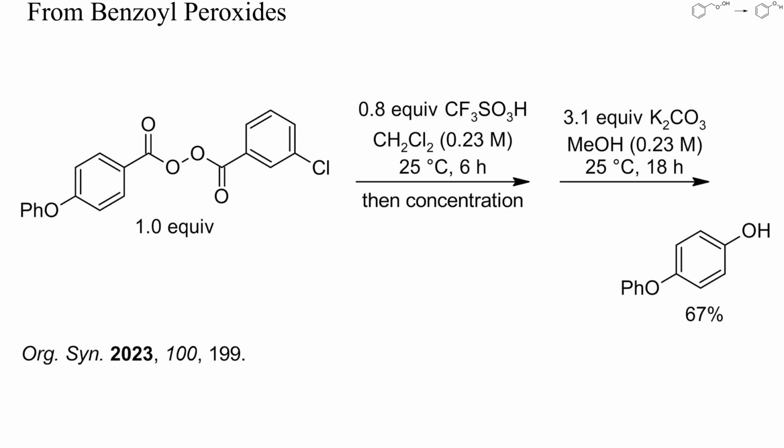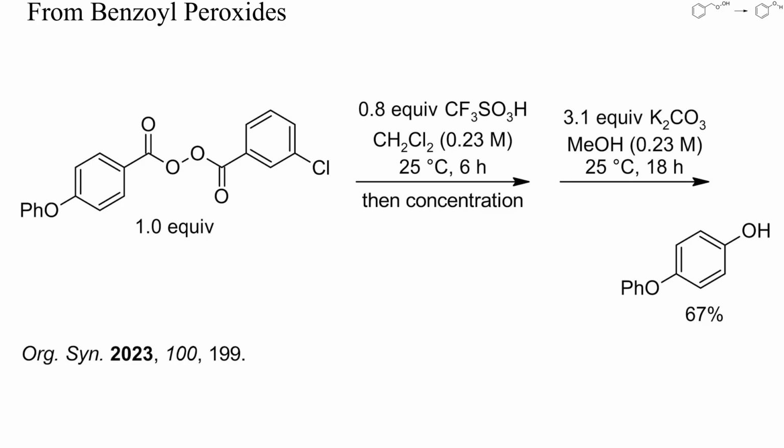Treatment of benzoyl peroxides with acids can yield aryl esters. Here, a mixed benzoyl peroxide, prepared from 4-phenoxybenzoic acid and MCPBA, yielded 4-phenoxyphenol as the main product when treated with triflic acid and then with potassium carbonate and methanol. Thus, again, the electron-rich arene migrated fastest.